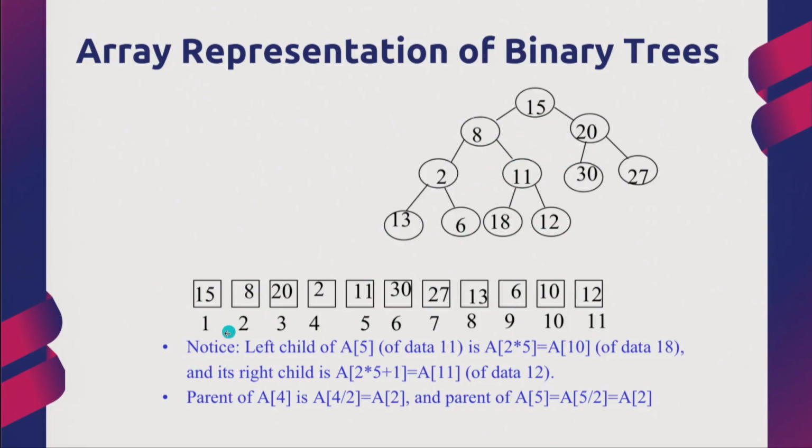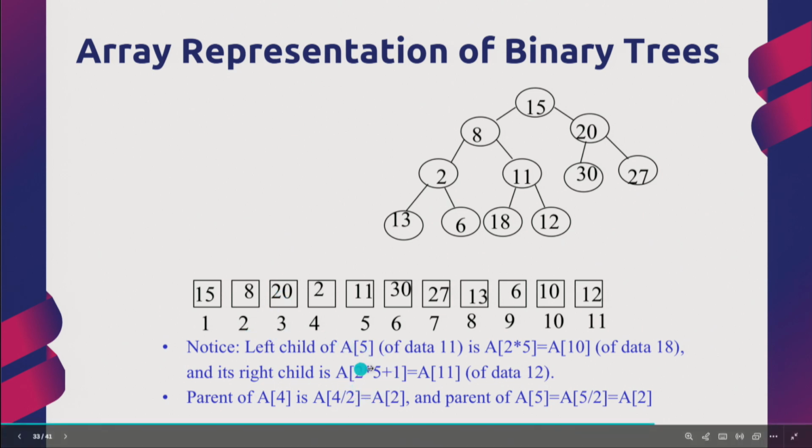So here we have an example. As I said, the array index starts from 1, and that is where we have the root node, which is 15 in our case. For the root node, its left child is 8 and right child is 20. If the root is treated as i equal to 1, then 1 into 2 is 2, and 1 into 2 plus 1 is 3. That is why 8 and 20 are getting stored at locations 2 and 3.